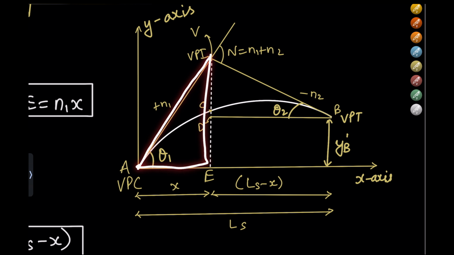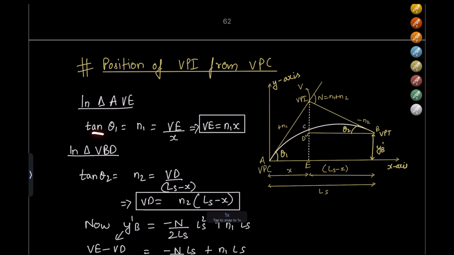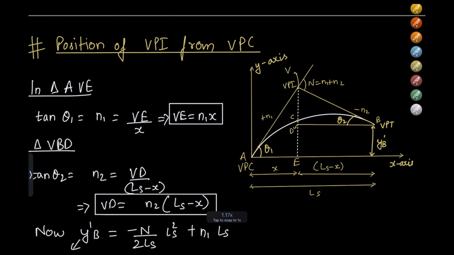So in this, tan theta 1 would be equal to VE divided by X. That is what we have written here. Tan theta is equal to VE divided by X. So VE would be equal to N1X. This is one equation that we'll remember, right?